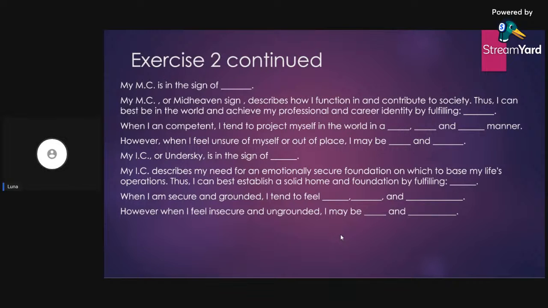My IC, or undersky, is in the sign of Cancer. My IC describes my need for an emotionally secure foundation on which to base my life's operations. Thus, I can best establish a solid home and foundation by fulfilling my need to give and receive emotional warmth and security. When I am secure and grounded, I tend to feel sympathetic, nurturing, and caring. However, when I feel insecure and ungrounded, I may be withdrawn or over-emotional.